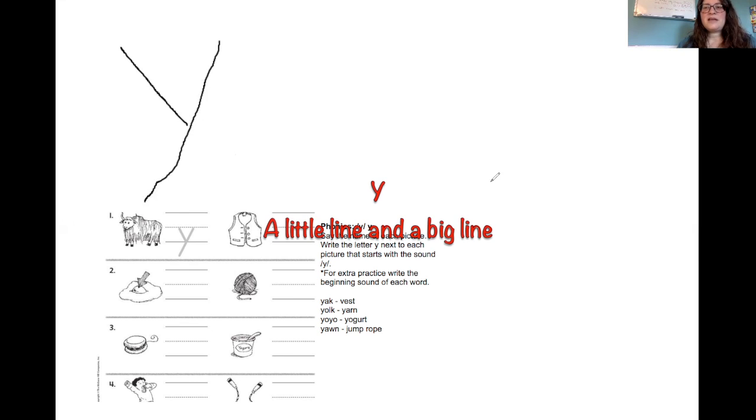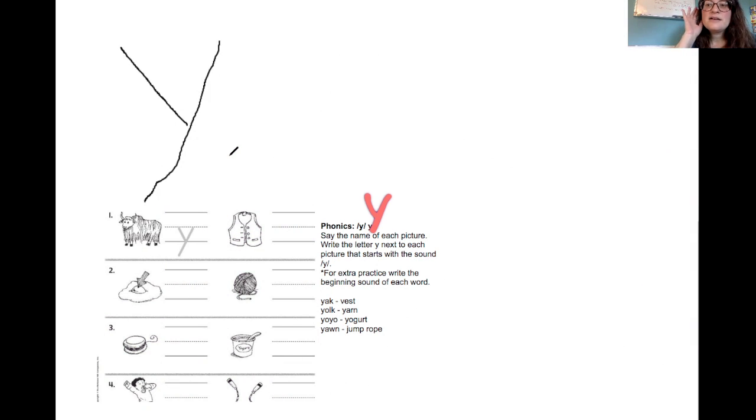And the letter Y says the sound Y. When you say Y, your chin drops and you can feel a little push of air come out from the back of your mouth. So I want you to say Y with me. Ready? Y. Y. Okay, what's the name of this letter? Y. And what is the sound it makes? Y.